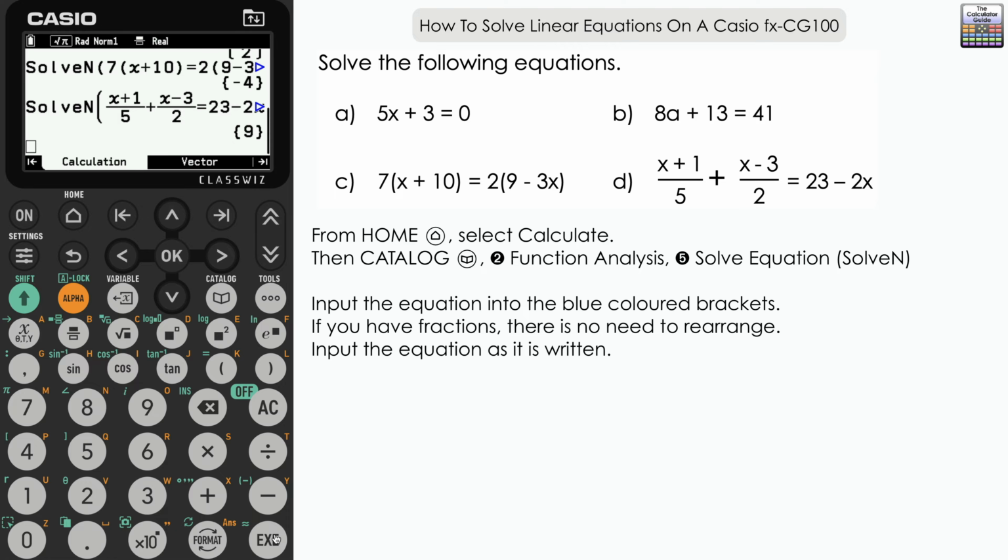There we go, how we can solve linear equations on the Casio fx-CG100 using the SolveN feature in the Calculate app.